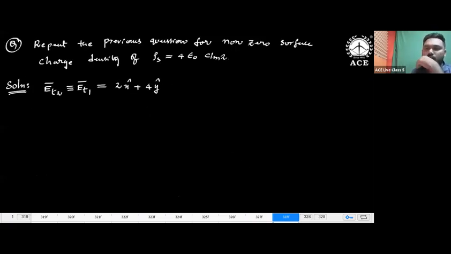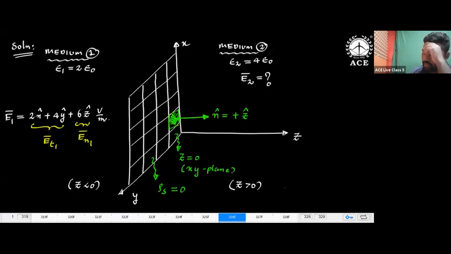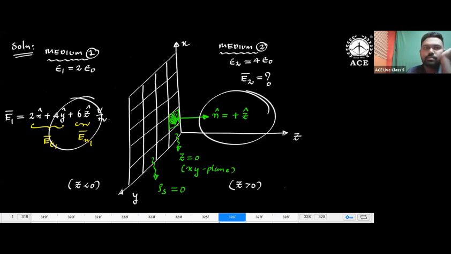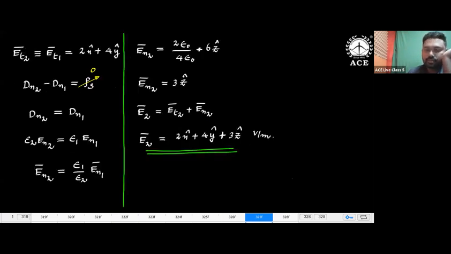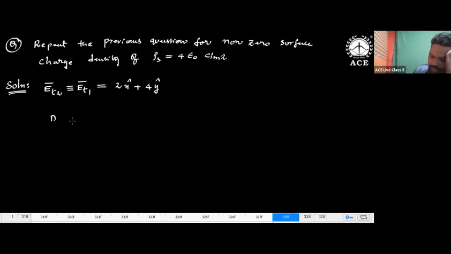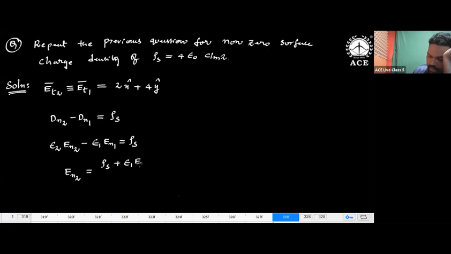But there will be a change in the normal component, beta. Why is there a change in the normal component? Because you have to take the difference from the positive normal side. So this minus this, Dn2 minus Dn1, because there is a surface charge here. So here you will find a different thing. Dn2 minus Dn1 is equal to rho s, beta. So epsilon 2 into En2 minus epsilon 1 into En1 is equal to rho s. En2 is equal to rho s plus epsilon 1 into En1, divided by epsilon 2.